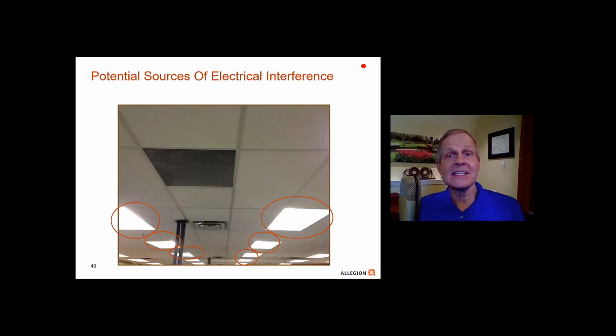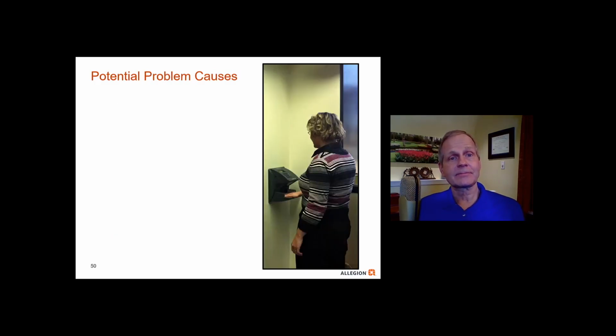Now here in the suspended ceiling, there are some additional sources of electrical interference. Now these are fluorescent lights, and fluorescent lights are going to have a ballast, which is a type of transformer. Those transformers can also cause electrical interference.